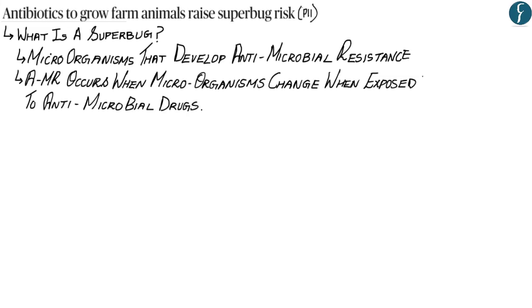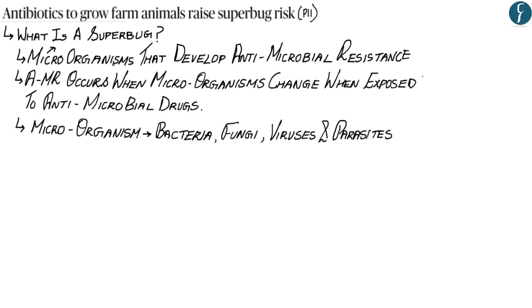Now, if I were to ask you a question that when we say microorganisms that develop antimicrobial resistance, are we talking about bacteria or virus or parasites or all of them together? A simple question that can be asked in your prelims examination is: antimicrobial resistance can develop in which form of microorganisms? The term microorganism here includes bacteria, fungi, virus, and parasites. So now hopefully up till here you understood that microorganisms that develop antimicrobial resistance are mainly referred to as superbugs.